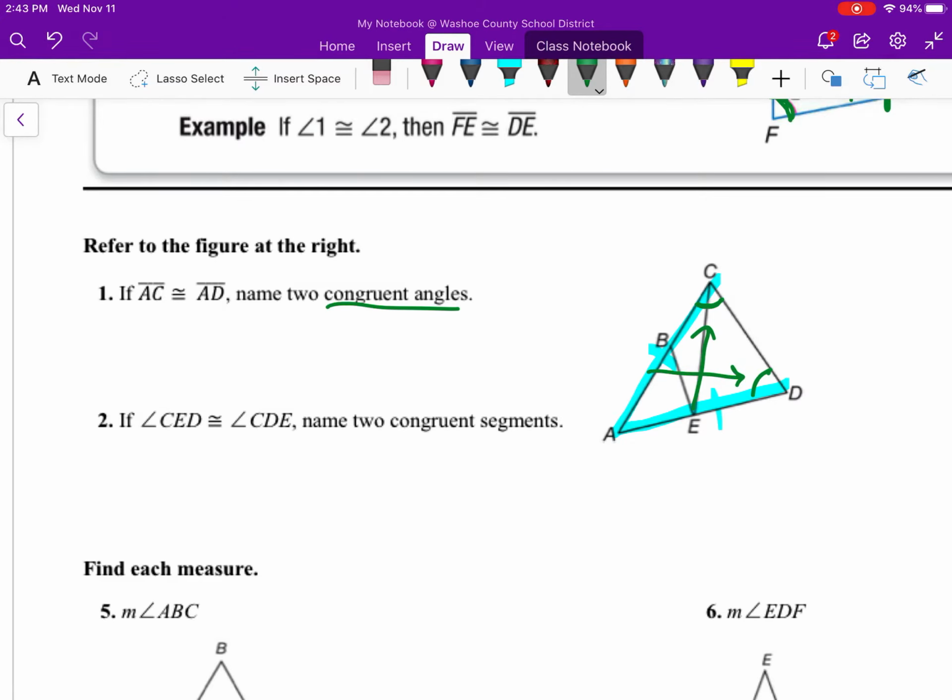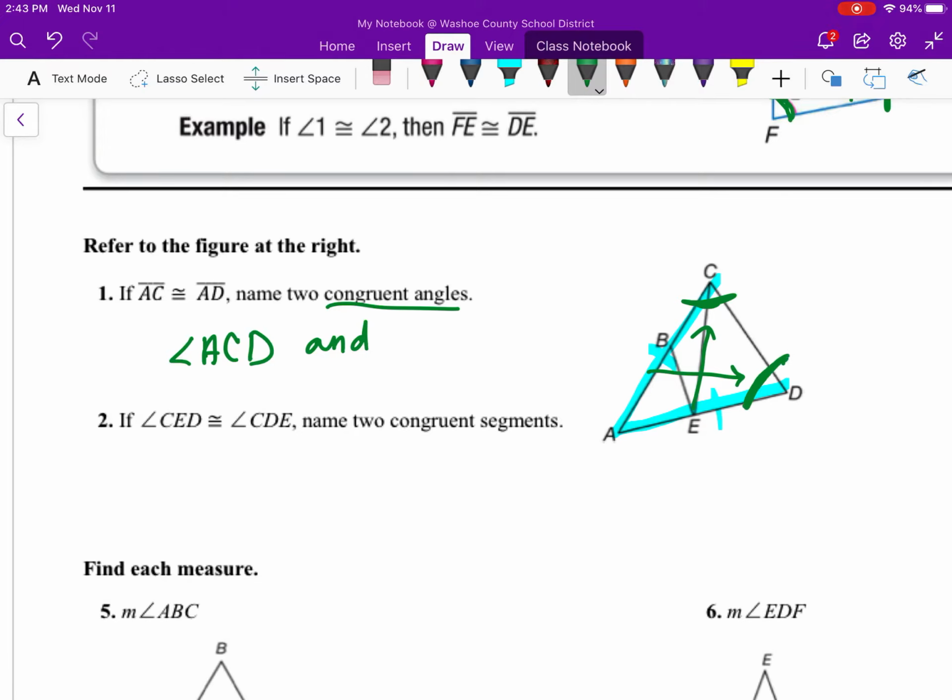So how would I name this first angle over here? I can say that's angle ACD. You can switch the letters there if you want to start with D and then go to C and then A. And then this angle here, I'm going to call that one ADC. Okay, so those two angles would be congruent because they are across my two congruent sides. Okay, next problem, I'm going to erase here.